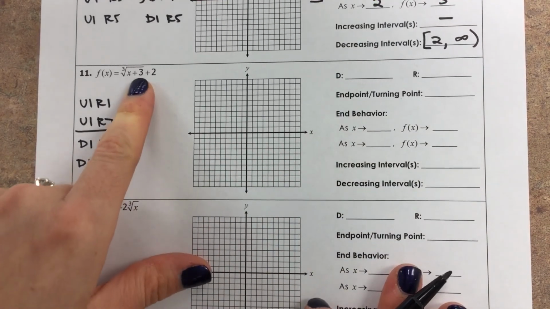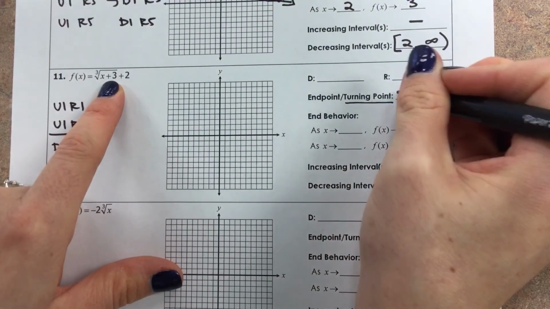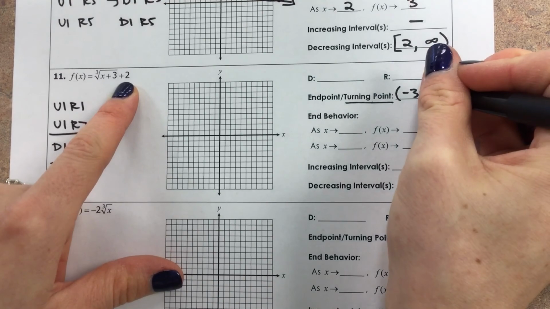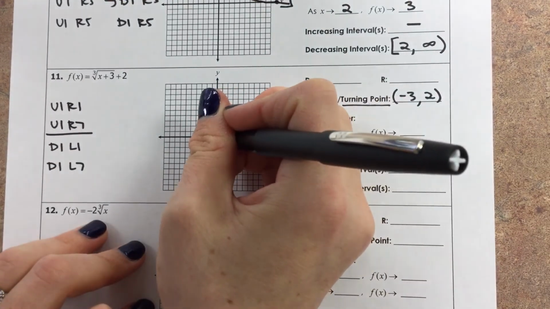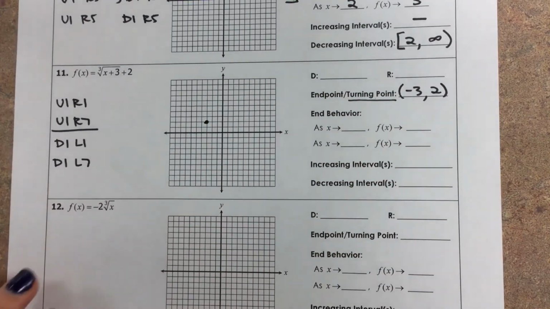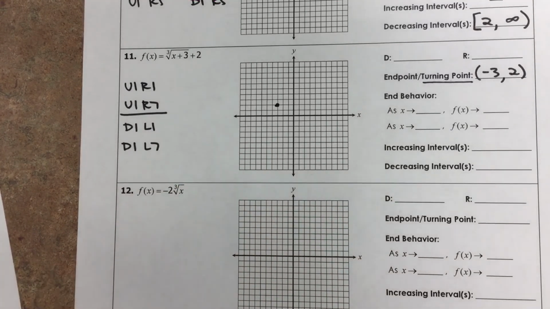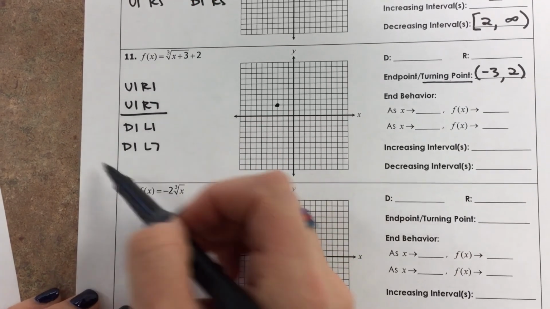So +3 means we go to the left 3. So the turning point would have an x coordinate of -3, and then +2 means up 2. So this is where our graph will begin. So let's plot a point there. So 1, 2, 3, up 2. So that is our turning point. And then from there, it follows this pattern unless there's a reflection or a stretch or a compression. A is just 1. There's nothing in front of this radical, which means it's just going to follow this pattern.